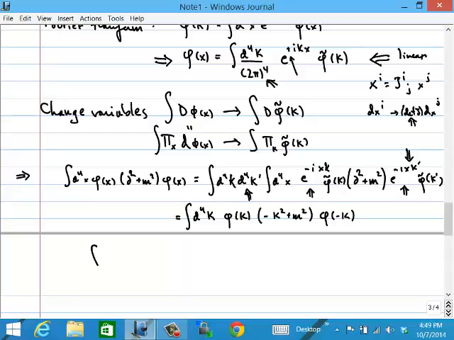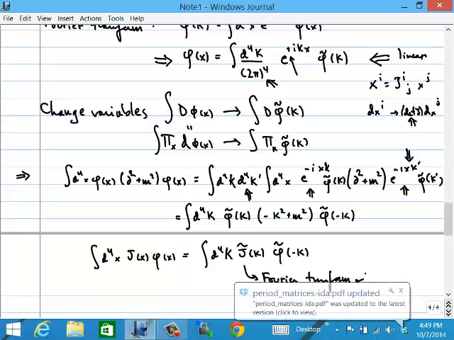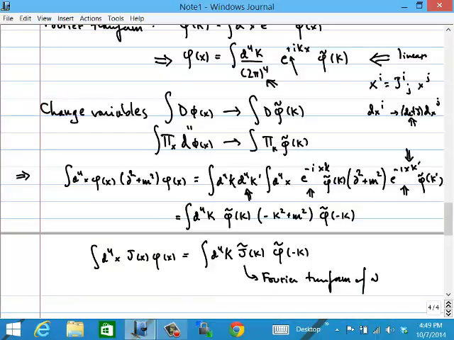Similarly, the other term that appeared in the integrand was the source J of x times phi of x. And that's just going to be the integral d4k of J of k times phi of minus k. I've been a little sloppy, forgetting my tildes. So those are all tildes. And here, J tilde is the Fourier transform of J of x.